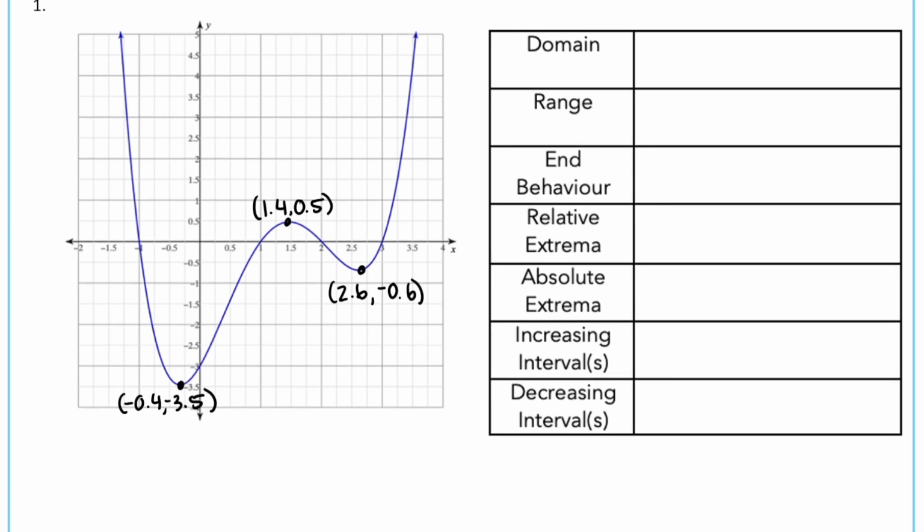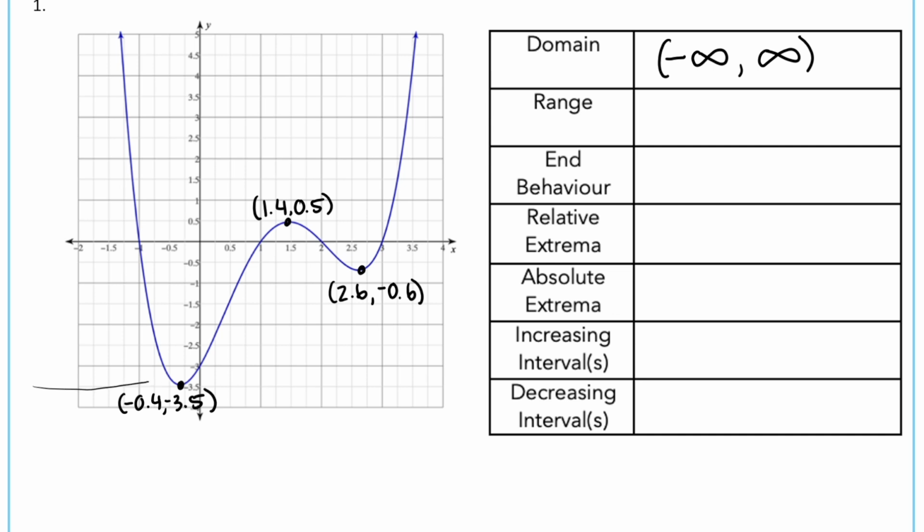So we have a lovely polynomial. The domain, as we can see, we have arrows on the ends of our graph. That indicates that it goes left forever, and then it goes right forever. So our domain goes left forever, it goes to negative infinity, and then it goes right forever, it goes to positive infinity.